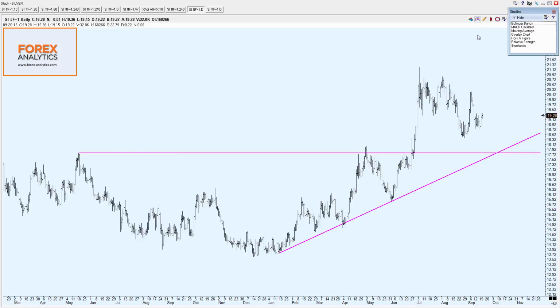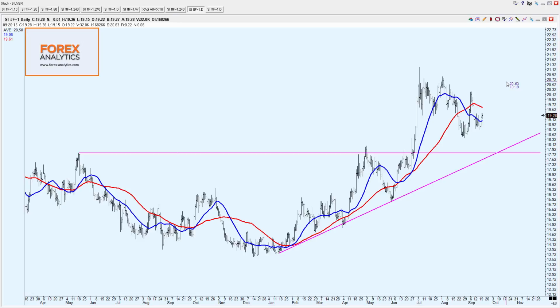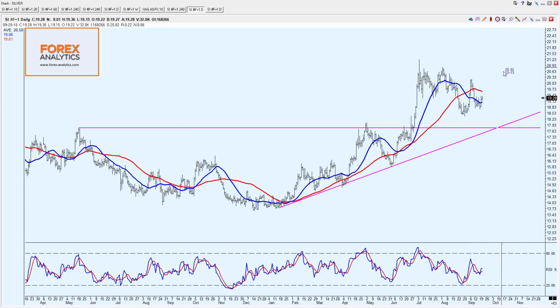Moving average, yeah, let's just add a moving average. There you go. RSI, another nice one. Yep, that's down at the bottom.